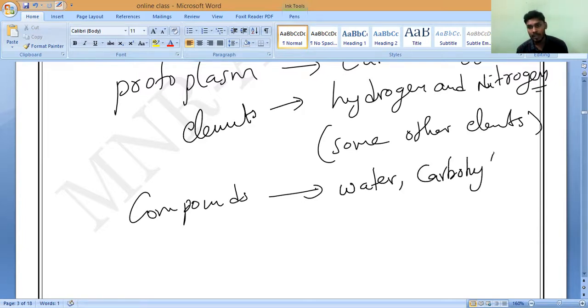Carbohydrates. Actually, photosynthesis, which I taught you last time, produces carbohydrates. What is the formula? Glucose. The simple carbohydrate is called glucose.